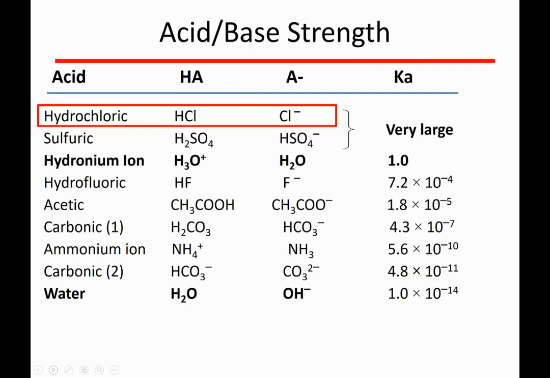Pull up the table of acids and bases, and what we see is that HCl appears up here at the top, and we also see that it's indicated that the Ka value of hydrochloric acid is very large, meaning that hydrochloric acid is a strong acid. There's a certain strategy that we're going to use for solving a problem that involves a strong acid.